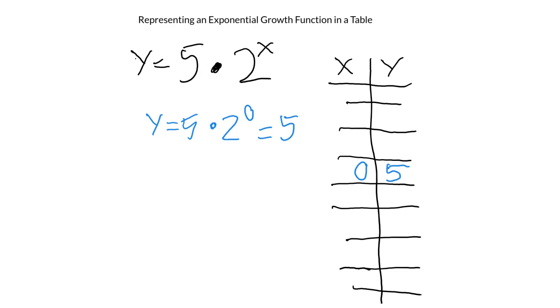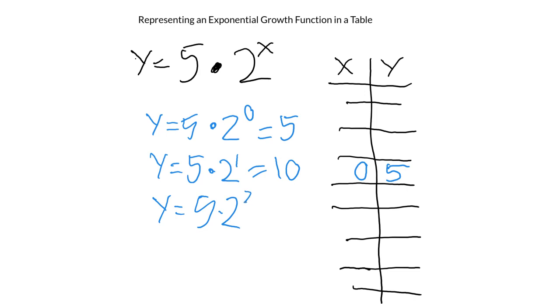So now let's say I want to evaluate for when x is equal to 1. That's going to be 5 times 2 to the first power, 5 times 2, which is 10. If I keep going with this, y is equal to 5 times 2 squared for the second power when x is equal to 2. So 2 squared is 4, and 5 times 4 is 20. So let me fill a couple of these in. When it's 1, I get 10. When it's 2, I get 20.